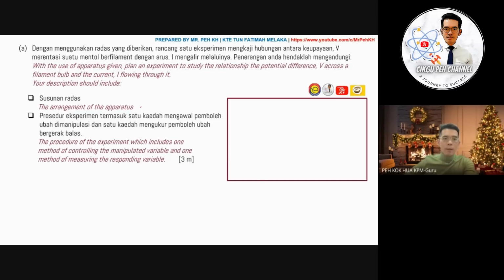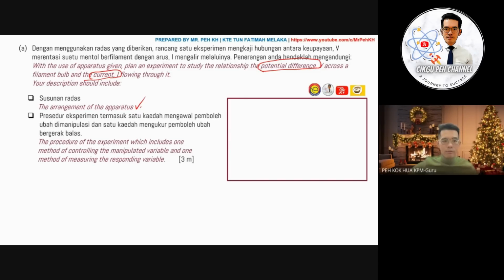So with the use of the apparatus given, plan an experiment to study the relationship of the potential difference across the filament bulb and the current. So the current will be in symbol I. Potential difference will be in symbol V. Okay, so your description should include the arrangement of the apparatus. You can see here we have a box, so you need to draw your arrangement of apparatus in this box provided.